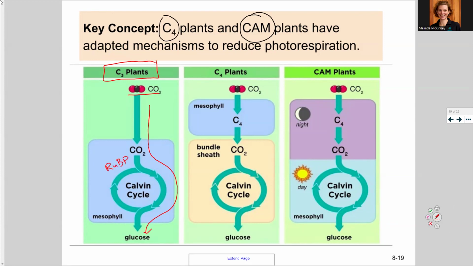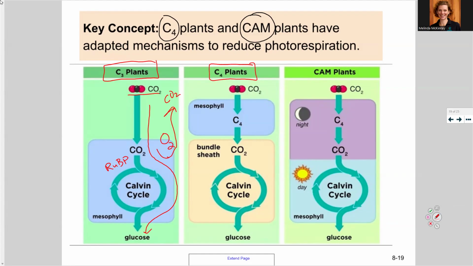Okay. The problem is that if you run low on carbon dioxide, then you run into photorespiration. And so again, if you have photorespiration, then oxygen gets involved here. And then instead of making glucose, we end up losing carbon dioxide. Okay. So to avoid photorespiration, we have two other mechanisms.